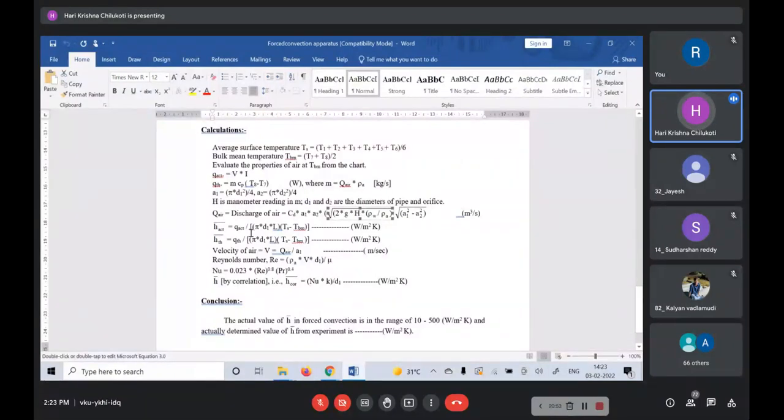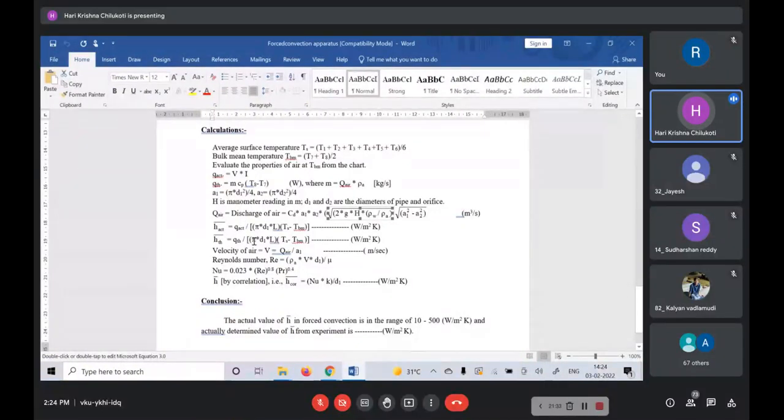That is, the first one is the forced convective heat transfer coefficient from the experiments. From Newton's law of cooling, the heat transfer rate from a surface to a moving fluid is given as Q equal to A h delta T. Here delta T is the temperature difference between the bulk fluid temperature and the solid surface temperature. A is the surface area through which the heat transfer takes place.